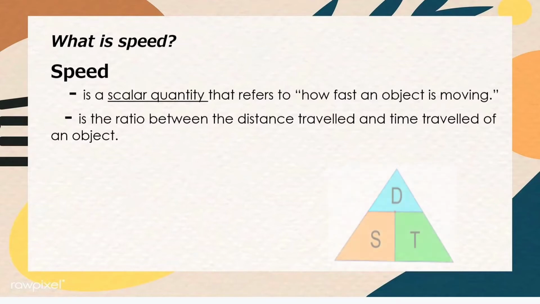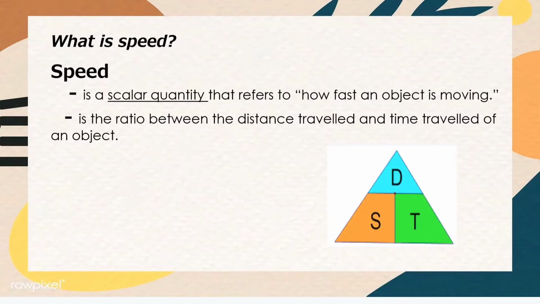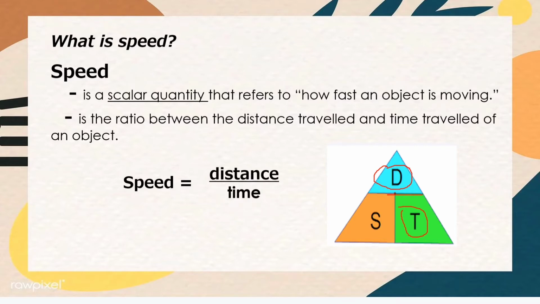So let's take a look at this triangle. We're going to use this triangle in deriving a formula. To get the speed, we're going to use this formula. Since we are looking for the speed, speed is equal to, from the triangle, the distance over time. So we have speed is equal to distance over time.